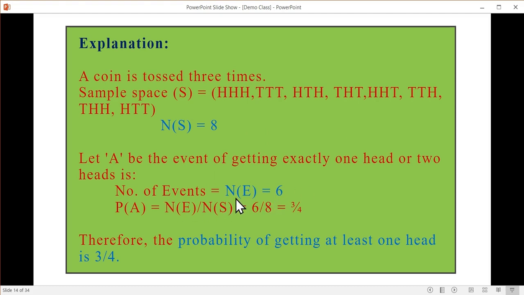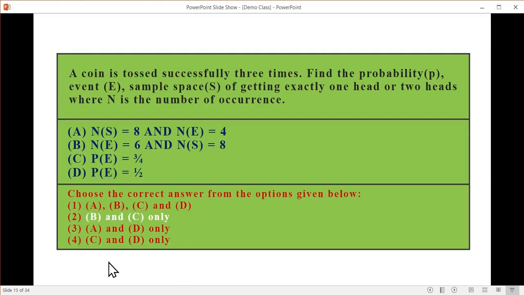So what is the probability formula? The probability formula is the number of favourable outcomes over the total number of outcomes, that is, the possibility of getting one head or two heads. So here the formula is n of e divided by n of s, which is equal to 6 by 8. We can simplify this value to 3 by 4. The answer is 3 by 4. So the probability of getting one head or two heads is 3 by 4.